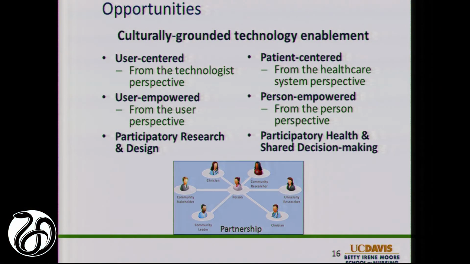So the last point that I want to make is that this sort of technology that's enabled and designed with community engagement is very similar to the concepts of patient-centered. So user-centered is really from the external perspective. I, as a technology developer, think about what you as a user need in order to use my product. I, as a provider or health system administrator, think about what you as the patient need to engage in the healthcare system. It's an external perspective.